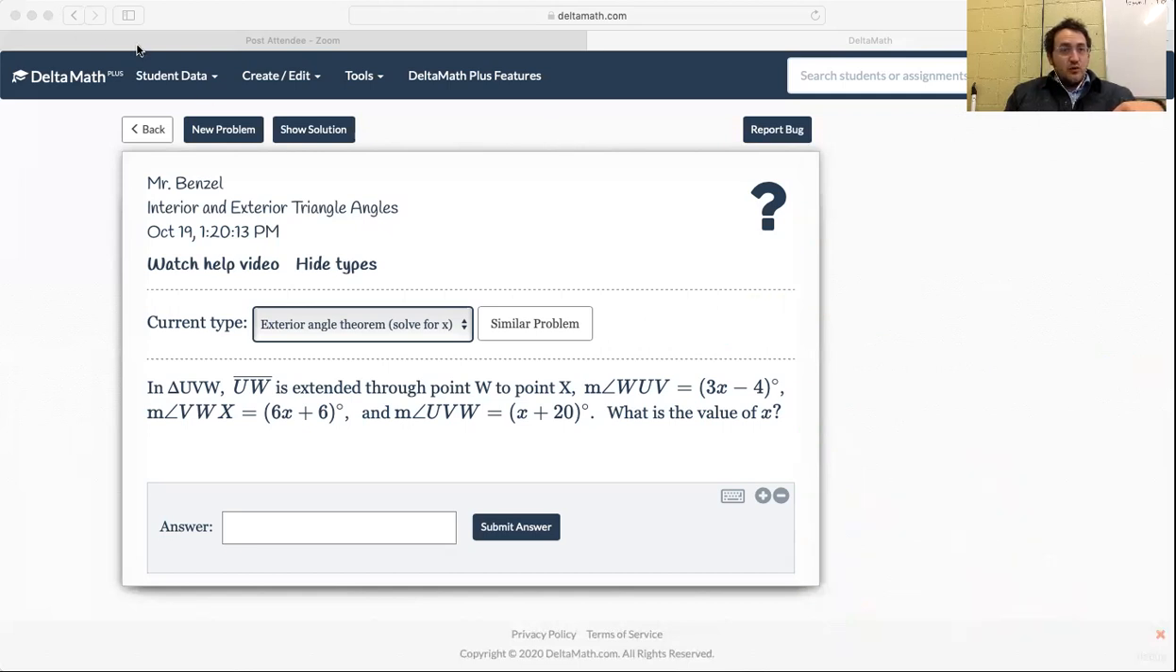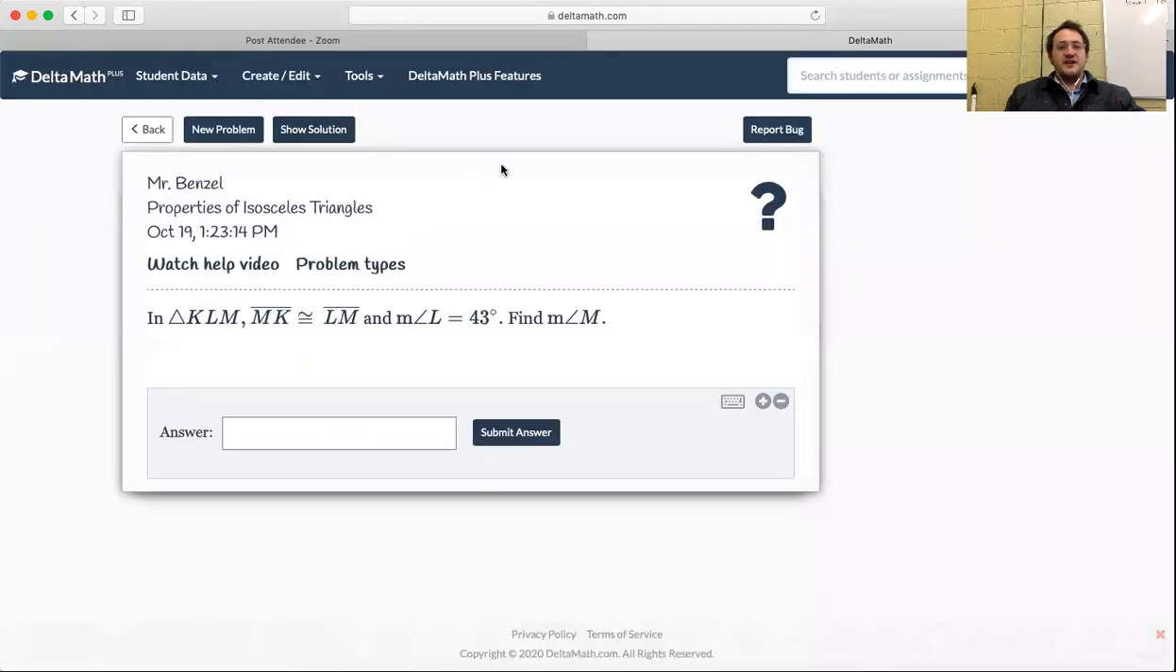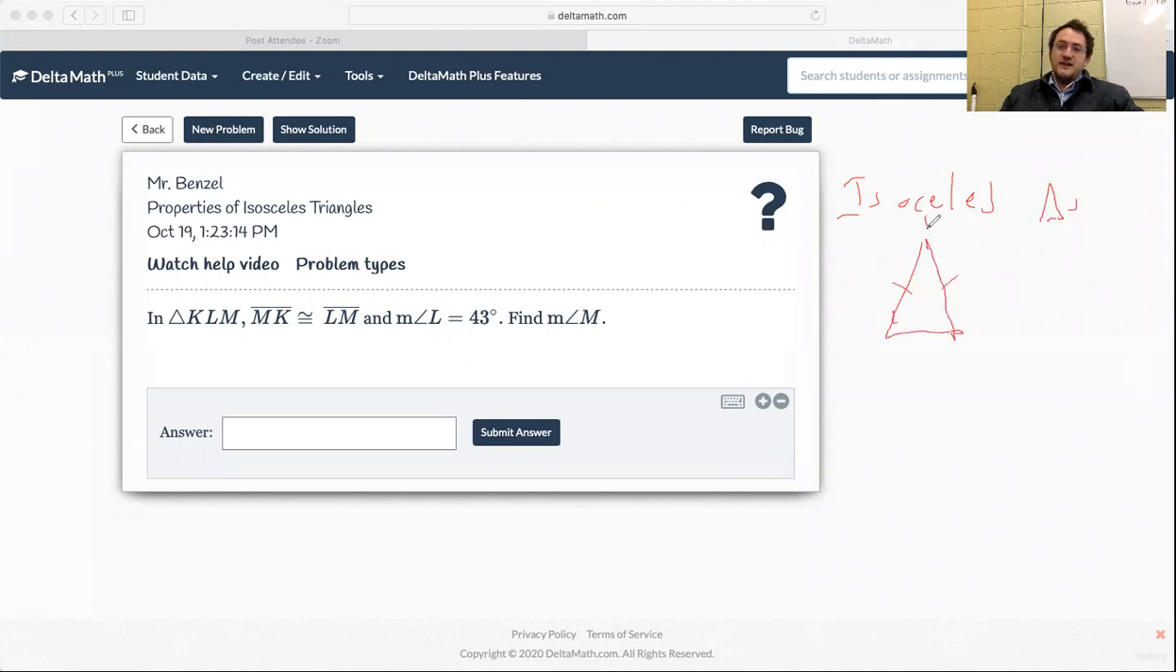All right, I want to do one other type of example problem before we get going, and that is the properties of isosceles triangles. Isosceles triangles have two congruent sides. So maybe this side and this side are congruent. I like to think of them as symmetrical, so this angle has to be congruent to that angle as well.